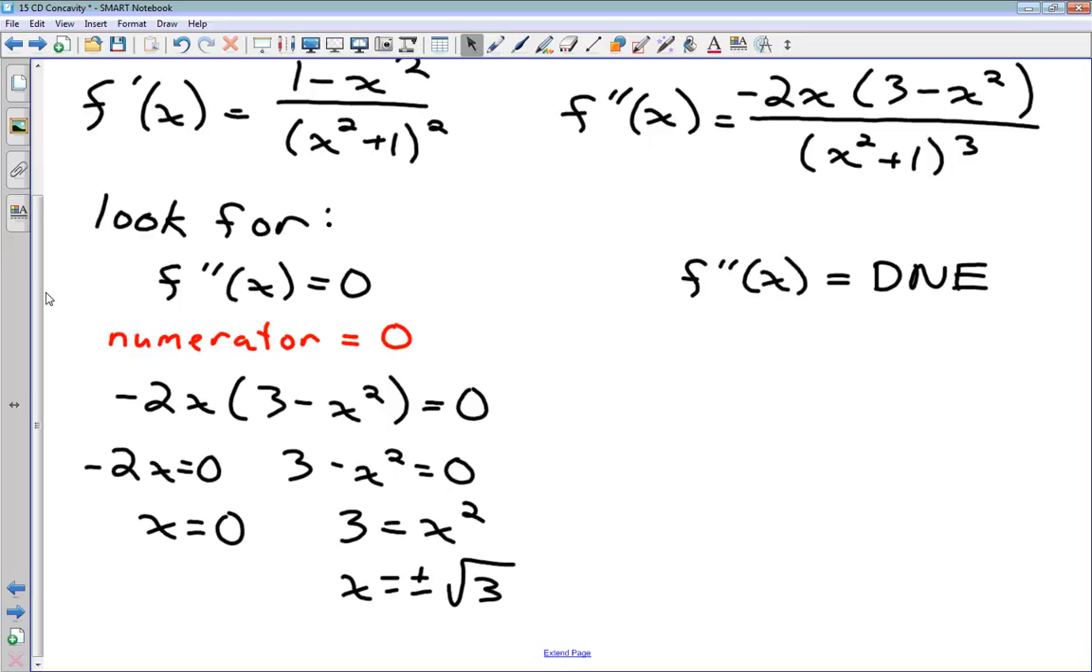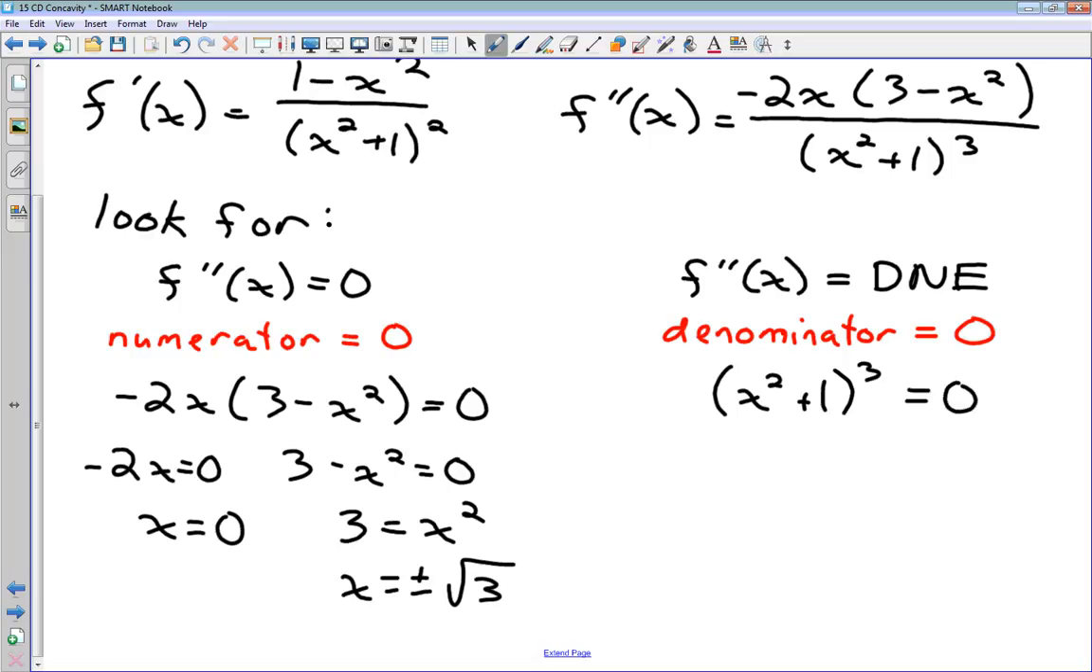Where is our second derivative not going to exist? Well, there we want to check cases where the denominator of our second derivative is equal to 0. So we'll have x squared plus 1 all cubed equals 0. And let's see. That whole left side is going to equal 0 where x squared plus 1 equals 0. If we were going to solve this, we would get x squared equals negative 1, and there's no solution here.